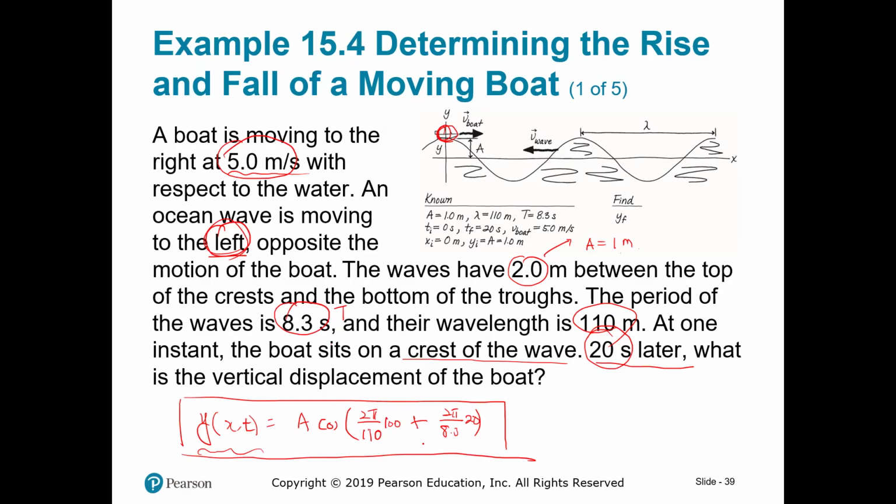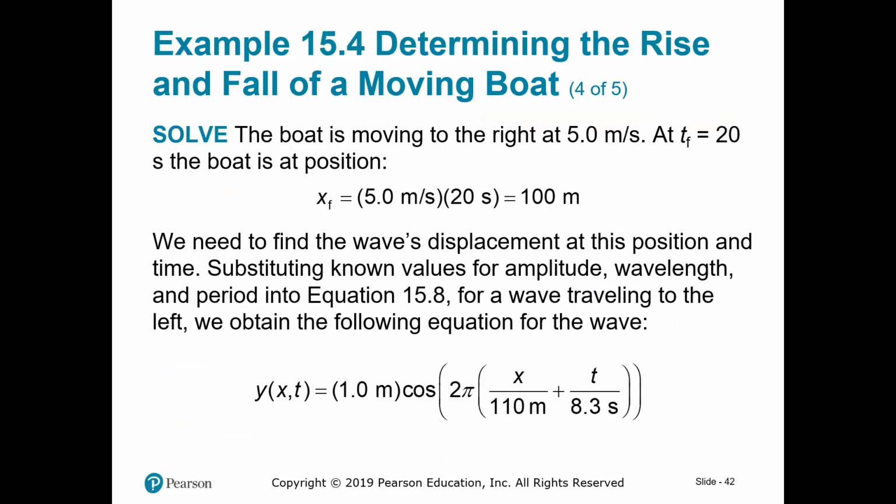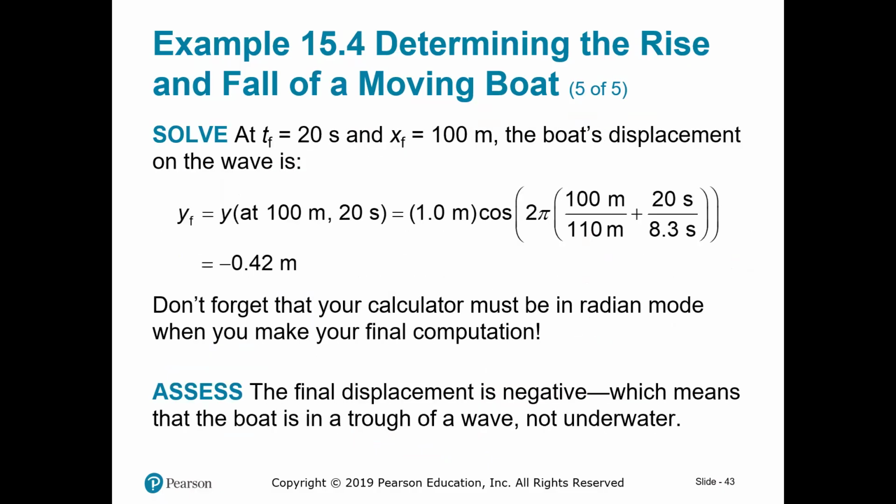So now everything is a number, except for A. What is the amplitude? Amplitude is 1. So if you calculate this number, that's going to be your vertical displacement of the boat, which is here minus 0.42 meters. You see, we have all the variables here: 1, this is x, this is lambda, this is time t, this is period T.